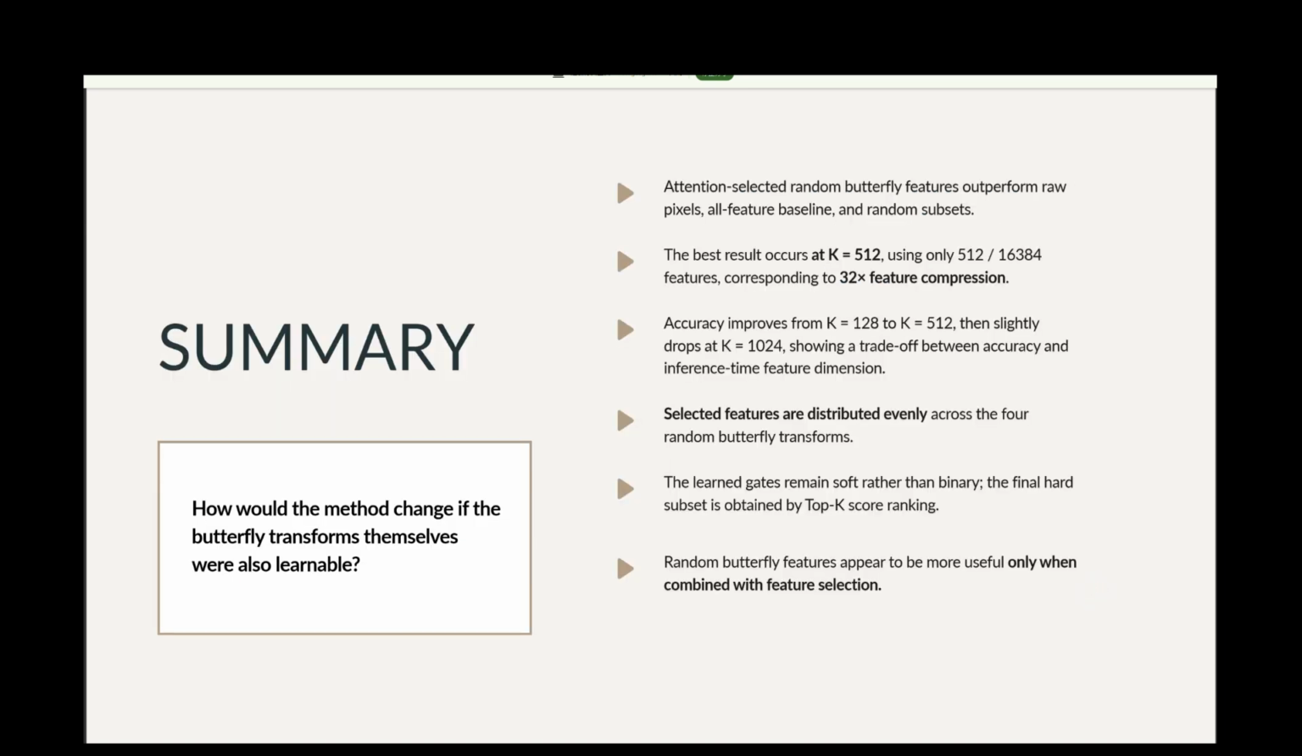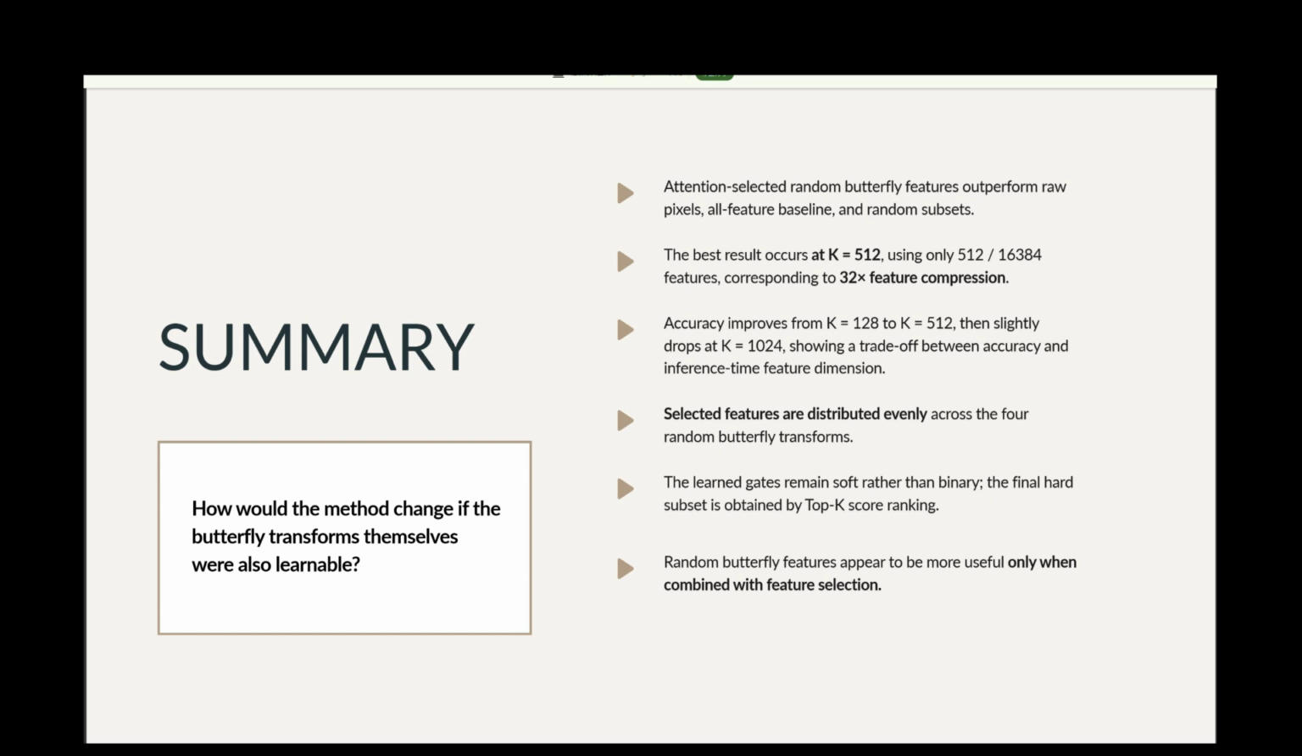To summarize, the attention selected random butterfly features outperform raw pixels, the all feature baseline, and random subsets. The best result is k equals 512 with 40% test accuracy, which gives a 32 times reduction in feature dimension. The accuracy improves from k equals 128 to k equals 512, but slightly drops at k equals 1024. This shows a trade-off. Using more features can provide more information, but after some point, additional features may introduce noise or less useful coordinates. The selected features are distributed evenly across the 4 random butterfly transforms, so no single transform dominates.